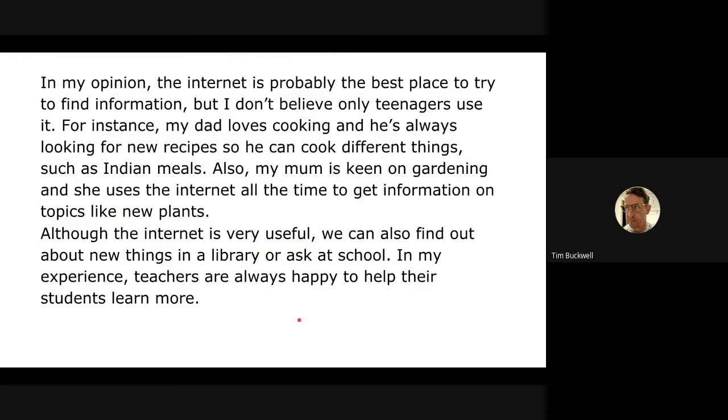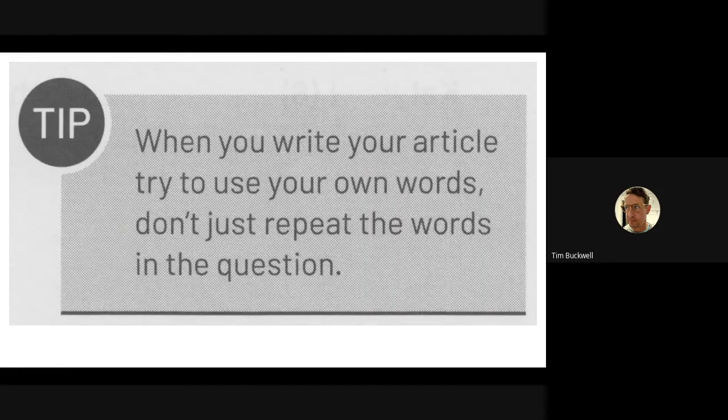Let's have a look at this answer and let's see how well this person has answered the question. When you write your article, try to use your own words. Try not to just repeat the words in the question. Let's have a look how well this person has done this.